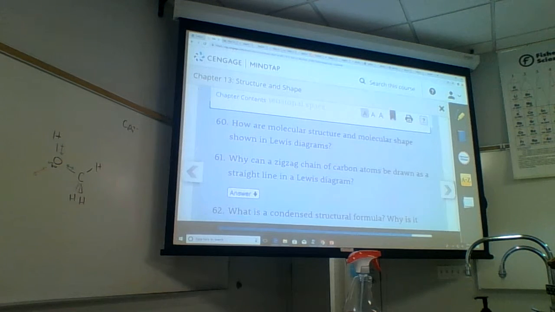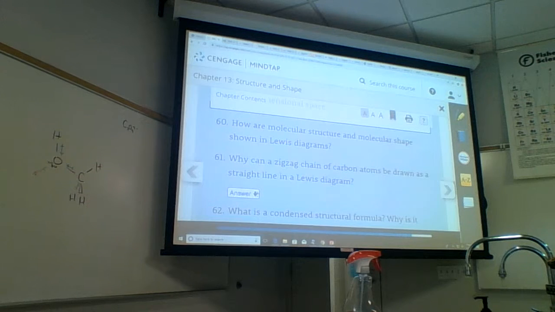We use wedge dash diagrams to show molecular structure and molecular shape. What's the difference? Molecular structure and molecular shape, that's the same kind of thing. Why can a zigzag chain of carbon atoms be drawn as a straight line in the Lewis diagram? Because Lewis diagrams don't care about the shape. They just want to show the connections, that's all.